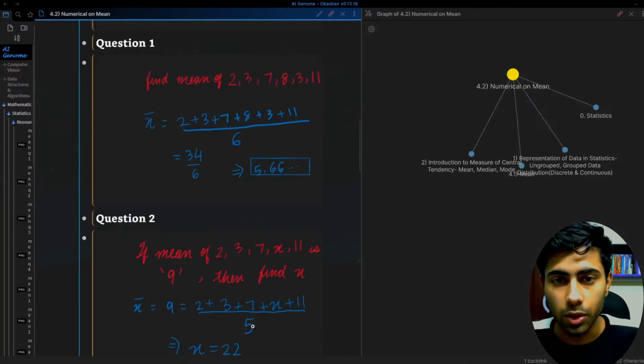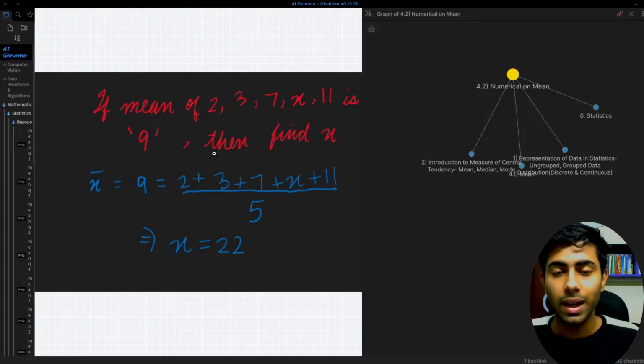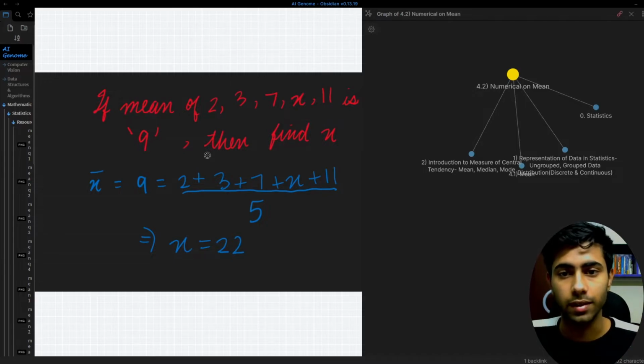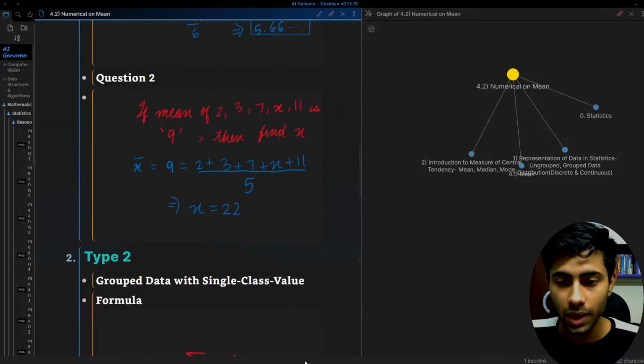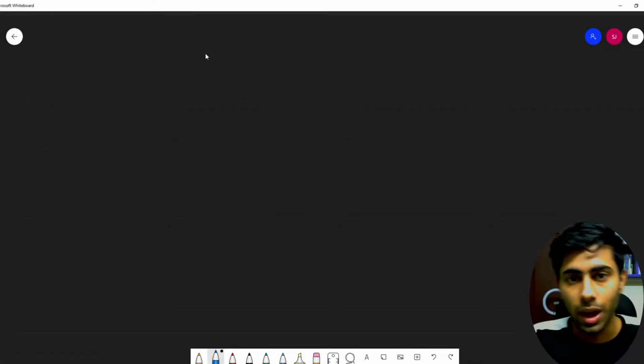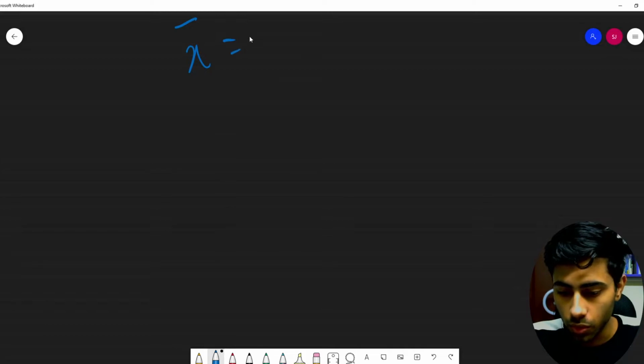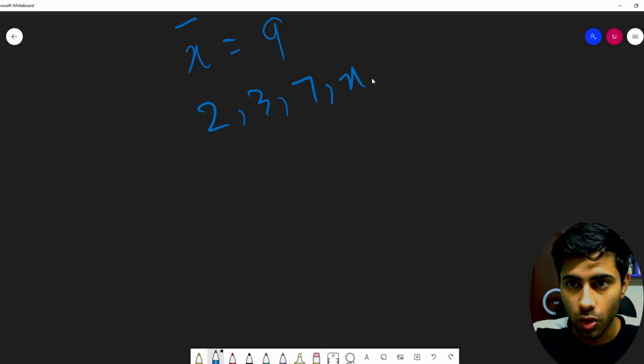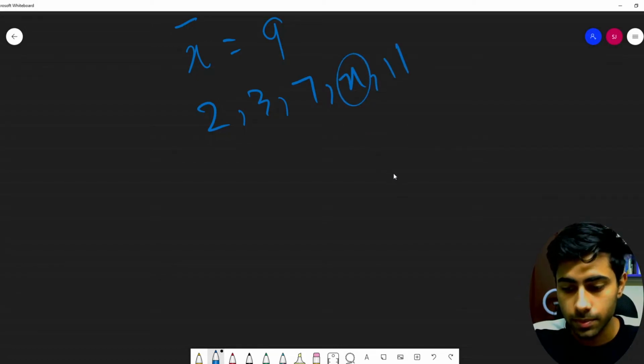In question number 2, I have been given a data set and the mean of that data set is 9. The data set is 2, 3, 7, x and 11, and x here is an unknown value. So I have to find x using this data set and the mean that I have been given. In order to solve this, my mean is equal to 9, and my data set is 2, 3, 7, x, 11, and I have to find this x.